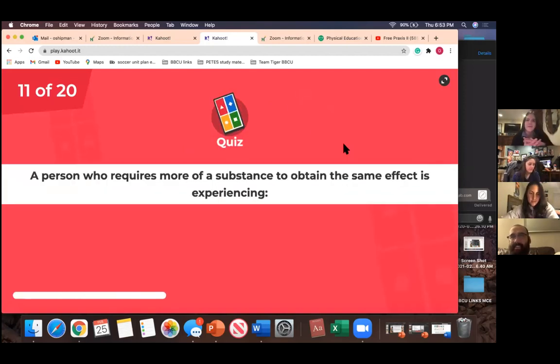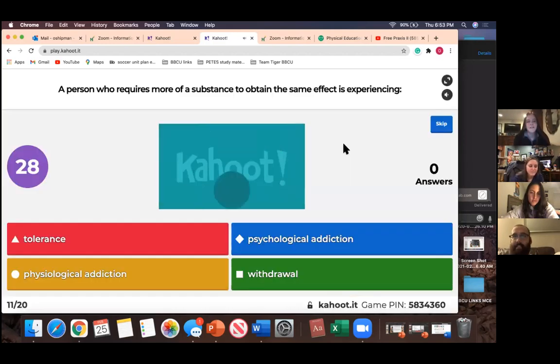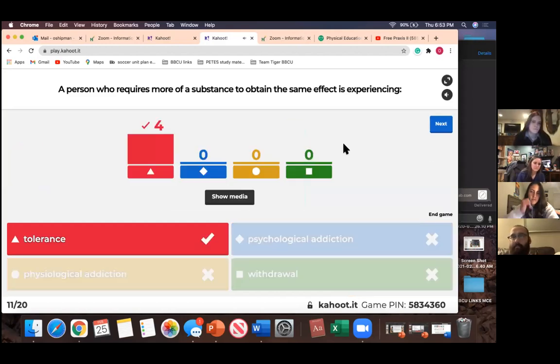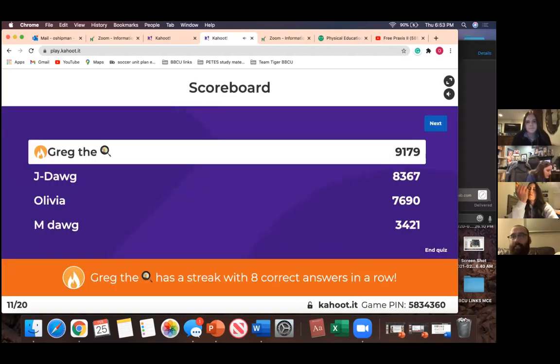A person who requires more of a substance to obtain the same effect is experiencing tolerance, physiological addiction, psychological addiction, or withdrawal. It can happen with coffee too, not just the hard stuff. You're not kidding, Greg.